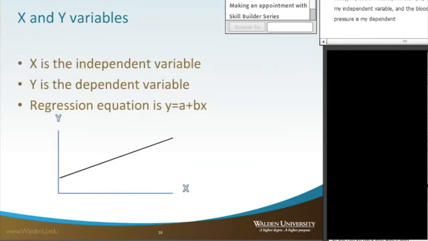Sometimes, and again, I can never remember the X and the Y. So you always have in the graph an X and a Y axis. And the X is the independent variable, the Y is the dependent variable. In regression analysis, sometimes you hear the equation Y equals A plus BX. So in my exercise and fitness example, I'm trying to predict my fitness level. I have an intercept. In the math on the graph, the A is the intercept, the B is the slope.